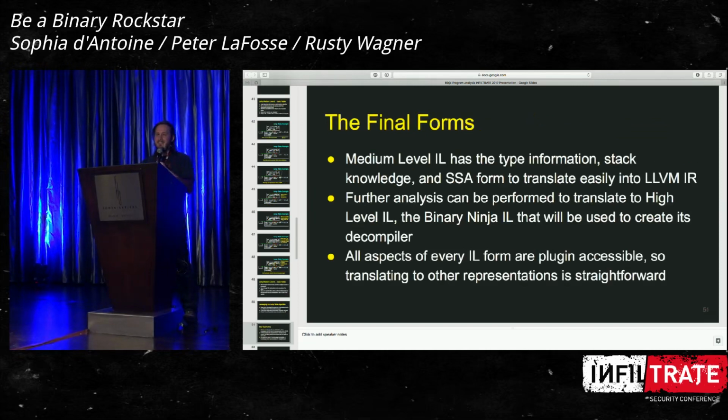So medium level IL is quite nice. It actually has type information, stack knowledge, and SSA form. And that actually sounds a lot like LLVM. So we're actually going to use it to translate to LLVM in the future. And further analysis we can do to actually translate to high level IL. This is what we're going to build our decompiler on, because we definitely want to write a decompiler. It just takes time to get there. These are steps along the way to building a decompiler.